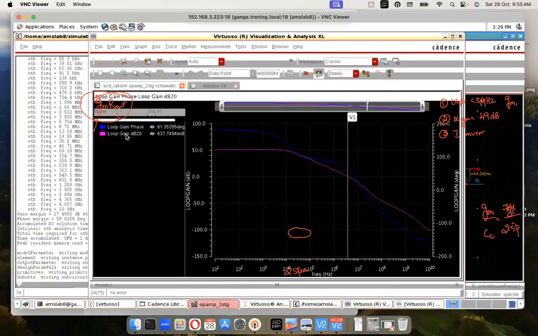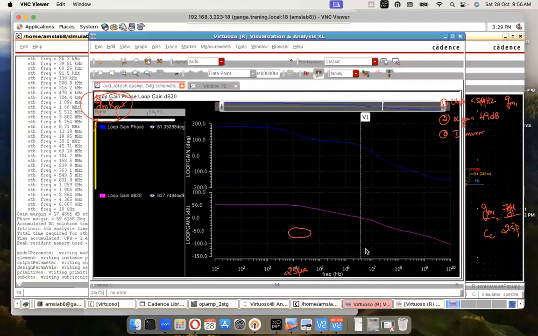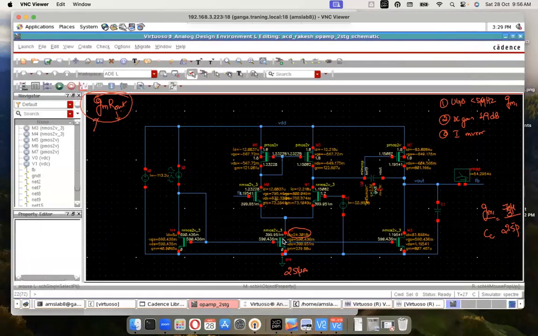During the very initial phases, a lot of times we do this trial and error method. Now let's see, where is our 0 dB? 0 dB is still around 4 megahertz. We still have not improved the bandwidth. But the loop phase is somewhere around 60 degrees at the boundary now. Okay.